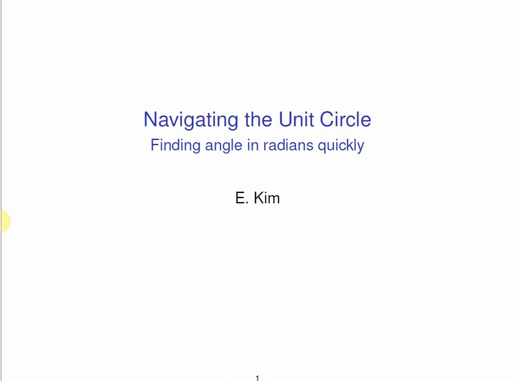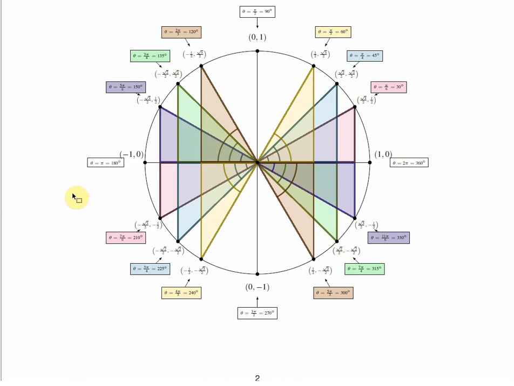In this video, we're going to go through navigating the unit circle and finding angles which are presented in radians quickly. Here's a picture of the entire unit circle. Well, really, there's a whole bunch of angles in the unit circle, but there are certain angles which are special. The first special angle is, let's say, 0 radians, and then the next special angle is pi over 6 radians. In degrees, that's 30 degrees, and so on and so forth.